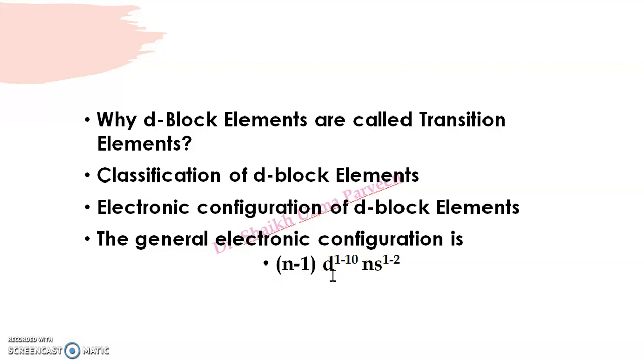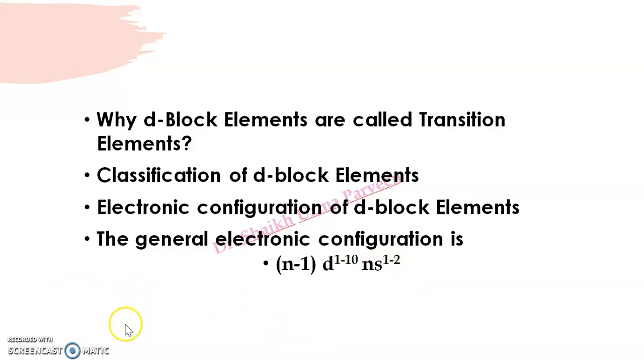So n-1 d: the capacity of the d orbital is maximum 10 electrons, so 1 to 10 electrons can be occupied. The s orbital can accommodate 2 electrons. So this is the general electronic configuration of d block elements, n-1 d 1 to 10 and ns 1 to 2.